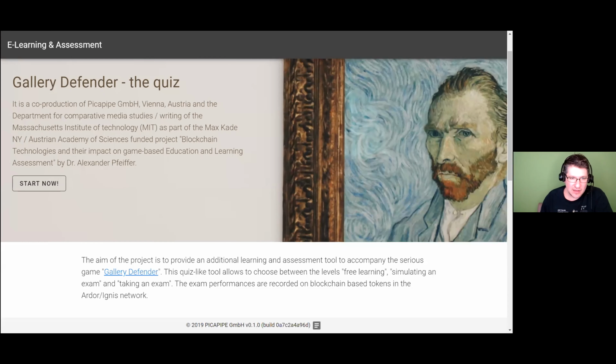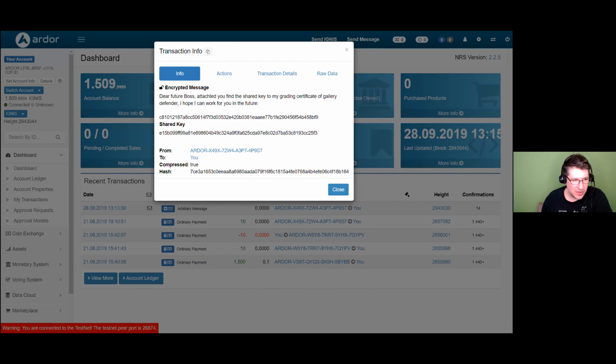There is one, so the second approach is Gallery Defender, the quiz app. And it's quite similar at the end of the day, but from a technical perspective, there is a huge difference. Here we created 100 million pieces of the learning token or the grading token, one each for the teacher, one for the learner. And there's also something special for the teacher.